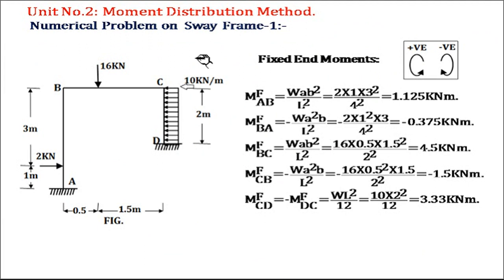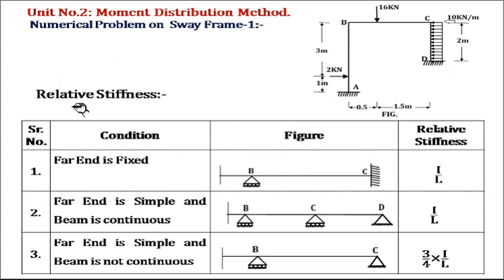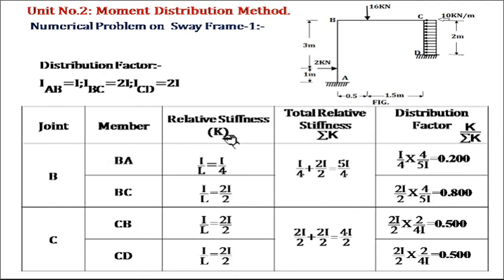In the last video, we already found the fixed moments, and these are the fixed moments in the different members of the frame A, B, C, D. These are the conditions of relative stiffness. Then we found the distribution factors for joint B and joint C, for members BA, BC, CB and CD. So these are the values of the distribution factors for the different members at joints B and C.